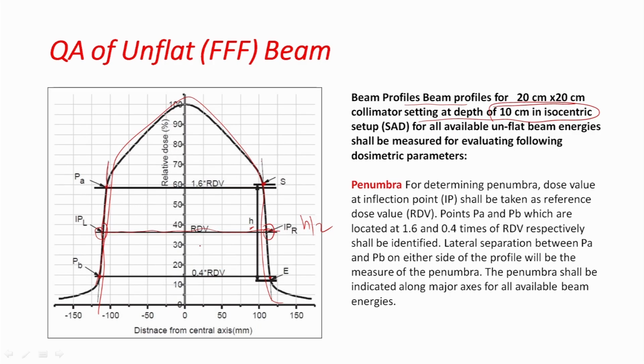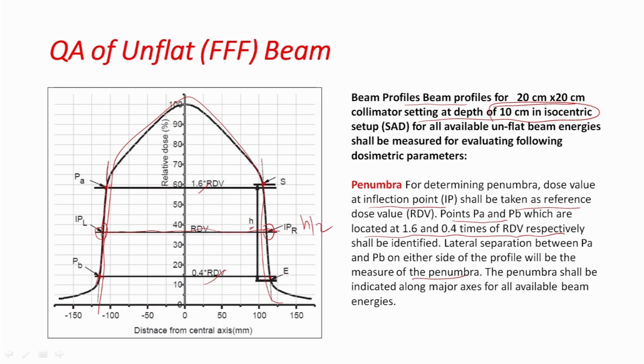We call it a reference dose value. For determining penumbra, the dose value at the inflection point shall be taken as the reference dose value, RDV. Points PA and PB, which are located at 1.6 and 0.4 times the RDV respectively, will become your PA and PB on either side of the profile, which will be the measure of penumbra.